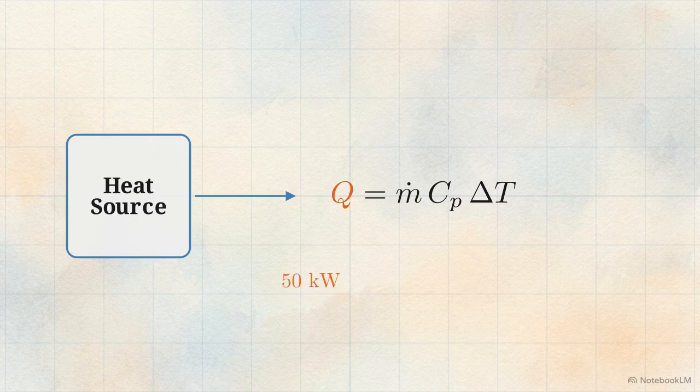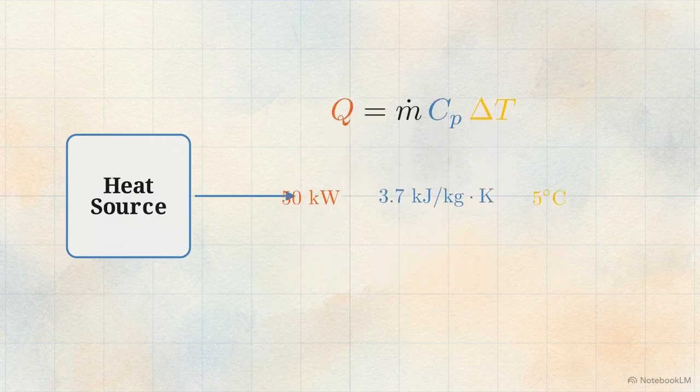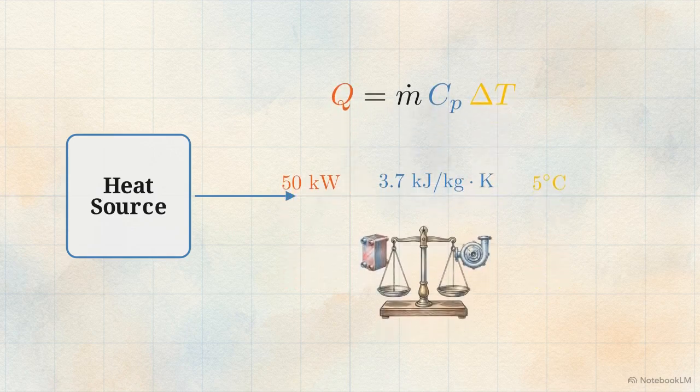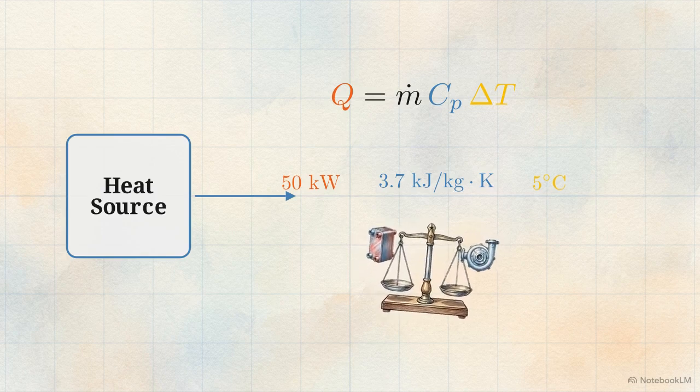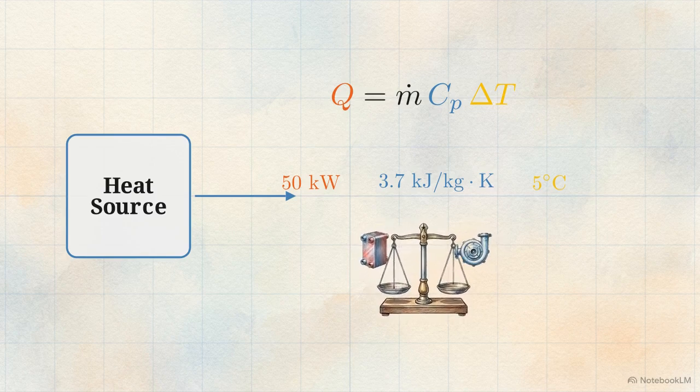We can populate our known variables immediately. Q is our 50 kilowatt load, and the specific heat capacity of our glycol mix is 3.7 kilojoules per kilogram Kelvin. Next, we establish our target temperature difference. We lock delta T at exactly 5 degrees Celsius. This specific value is an industry standard because it tightly balances the physical size of the heat exchanger against the power requirements of the pump.